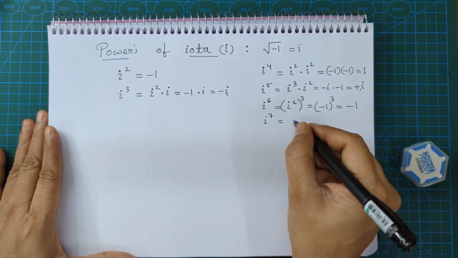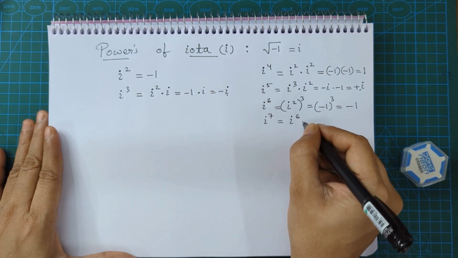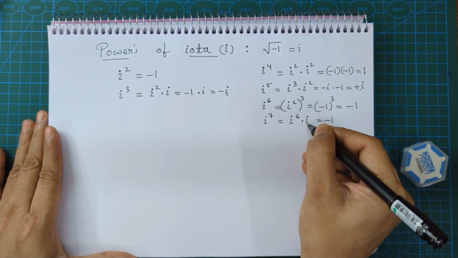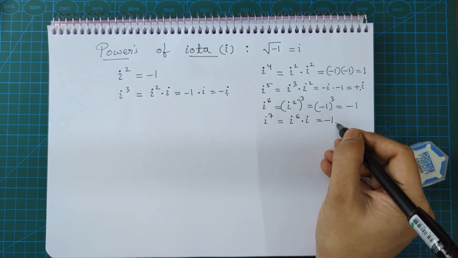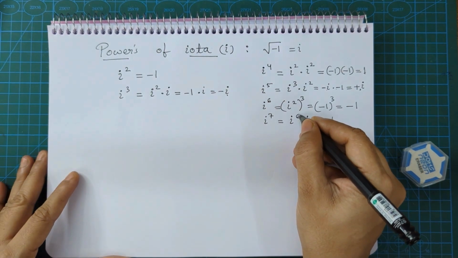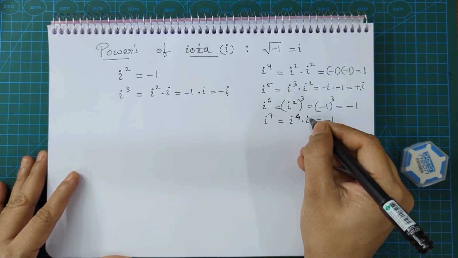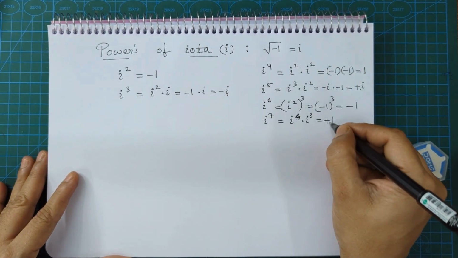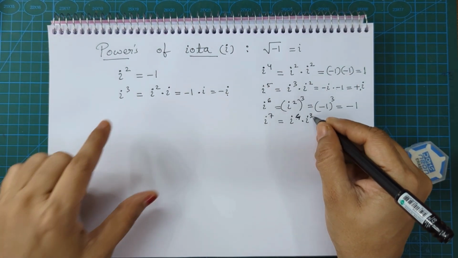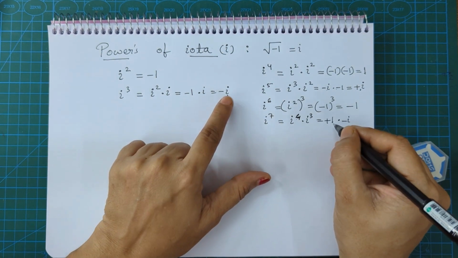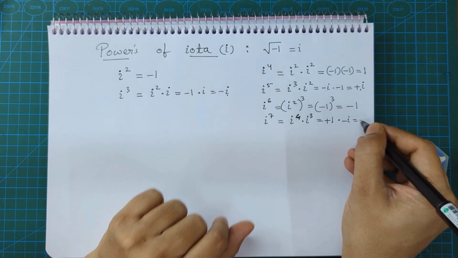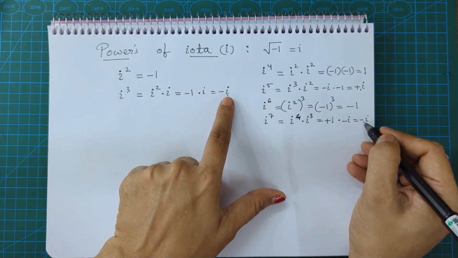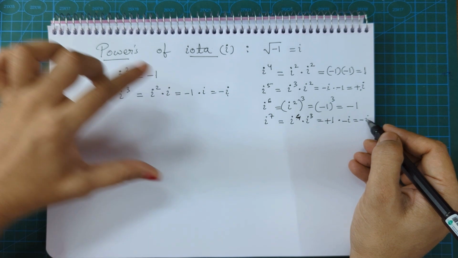i to the power 7 is i to the power 6 times i, which is negative 1 times i. Or we can go for i to the power 4 times i to the power 3. i to the power 4 is plus 1, and i to the power 3 is negative i. 1 into negative i is negative i. So i to the power 7 is negative i. Now you see the symmetry here.